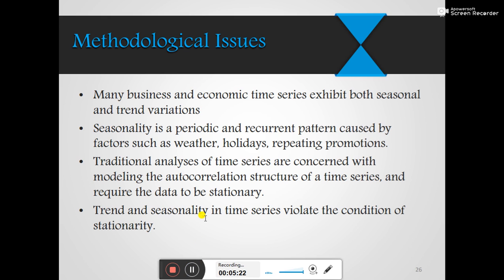So there are other methodological issues also involved in neural network deployment in time series analysis. Many business and economic time series exhibit both seasonal and trend variations. Seasonality is a periodic and recurrent pattern caused by factors such as weather, holidays, and promotions. Traditional analysis of time series is concerned with modeling the autocorrelation structure of a time series and requires the data to be stationary. Trend and seasonality in the time series violate the conditions of stationarity.